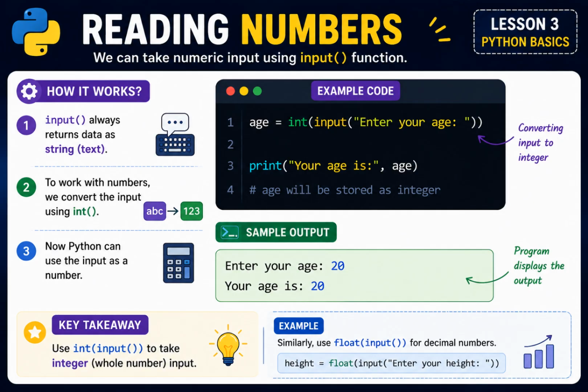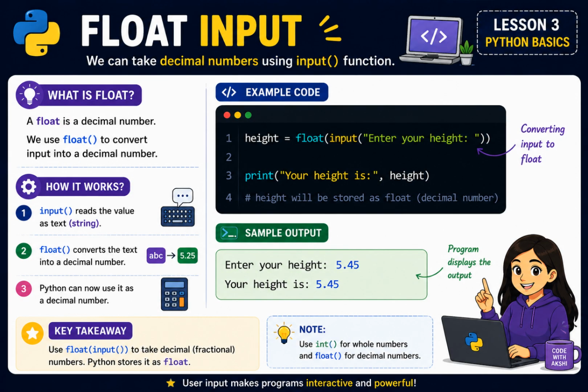Next, about the float input. Sometimes we need decimal numbers, for example, height, weight, or price. In those cases, we use the float function, like height is equal to float of input, enter your height. Now, Python converts the entered value into a decimal number. So you have to always remember: use int for whole numbers and use float for decimal numbers.